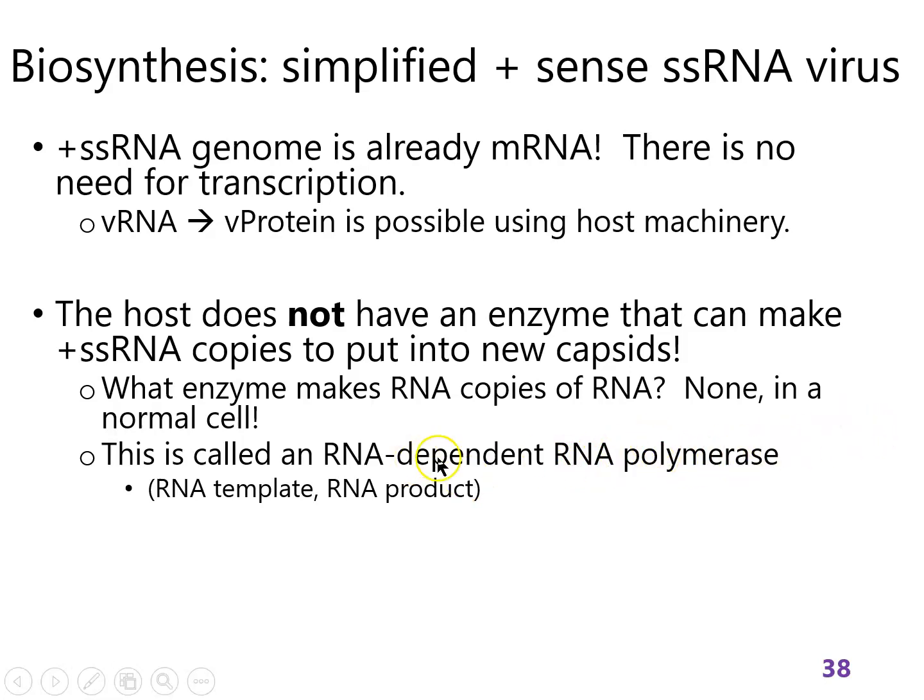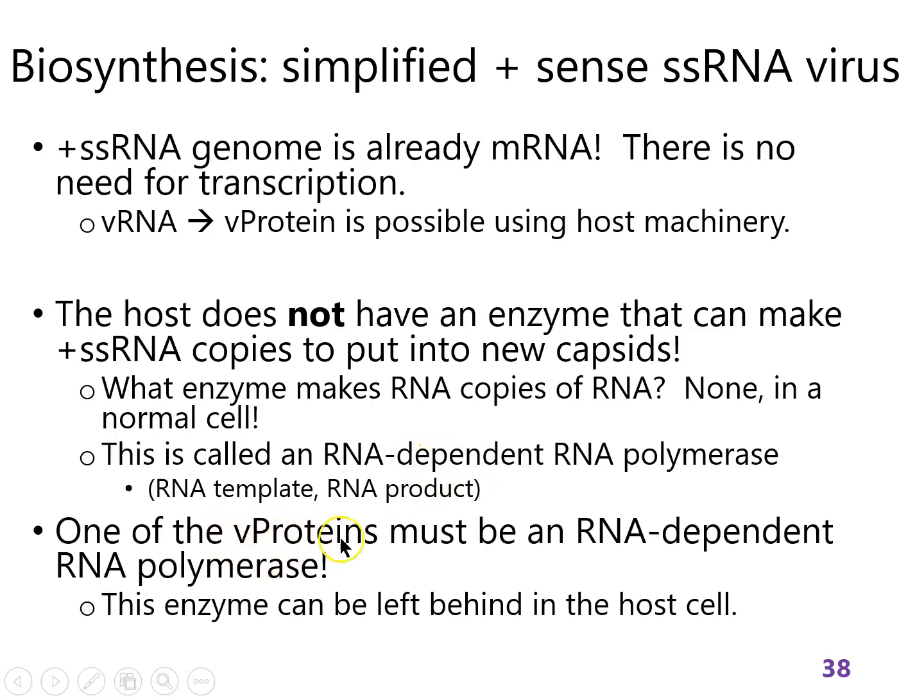And we don't have one of these in our cells, so one of the viral proteins has to be an RNA-dependent RNA polymerase to allow these copies to be made. And this protein, as soon as the virion is made, it doesn't need that anymore, so it can leave that enzyme behind in the host cell.